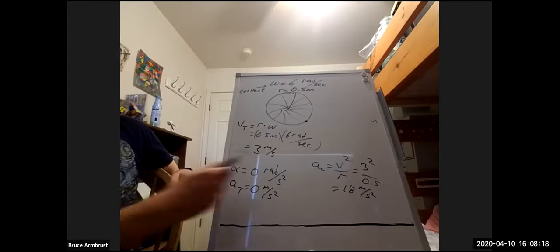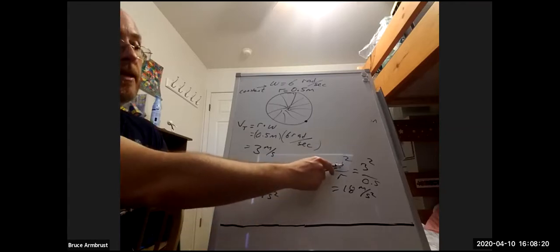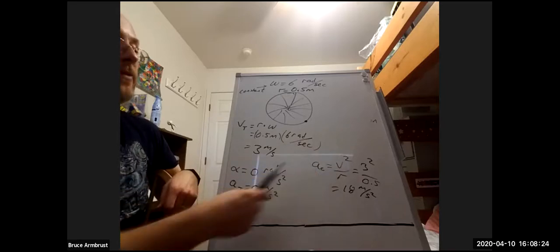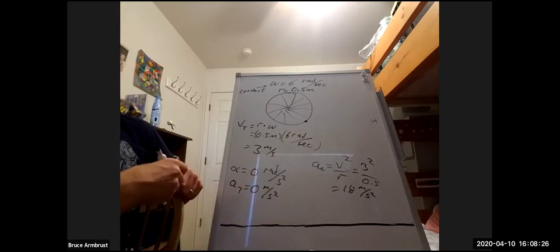Because remember what your units are, the v is meters per second. So squared is meters squared per second squared. And then the radius, that's another meter.